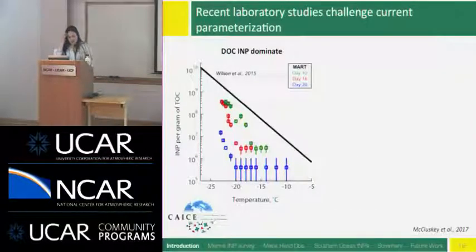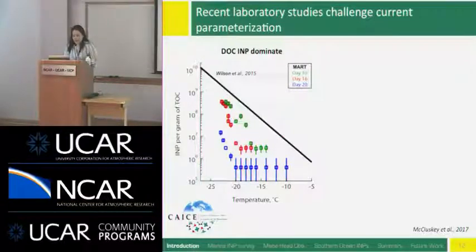So when we compare our studies with the parameterization that I mentioned previously, we have something that looks like this, where we have our INP per gram of total organic carbon, and this is that Wilson et al. study. And then these are 3 days from our MART experiment. So we have our sort of minimum, maximum, and a medium level of INP concentrations that we observed. And we can see that only during the highest INP concentrations can we reach the levels that were observed in the sea surface microlayer samples.